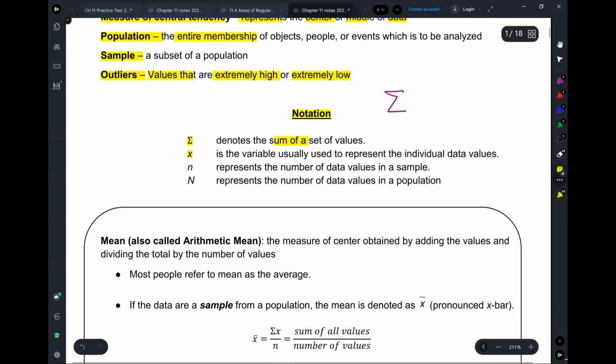X is the variable usually used to represent individual data values, okay? N is the number of data values in the sample. So for example, if you measured the height of 500 people, N is 500, okay?